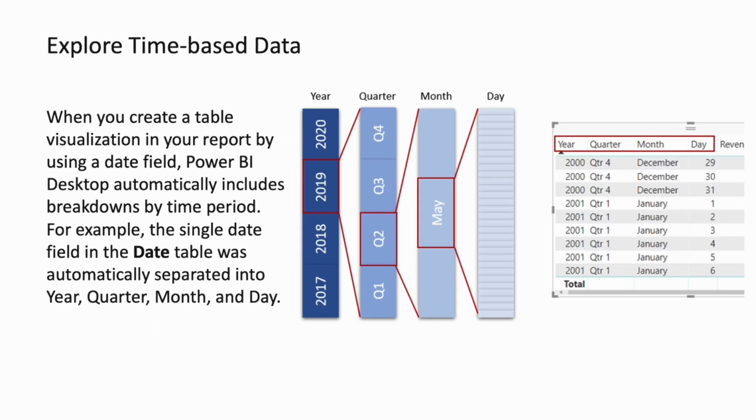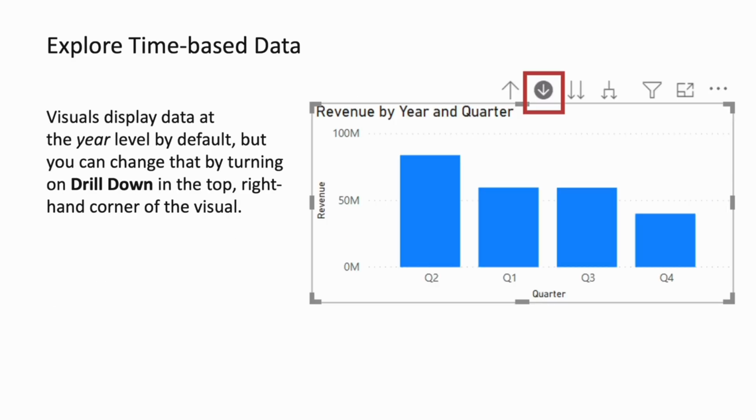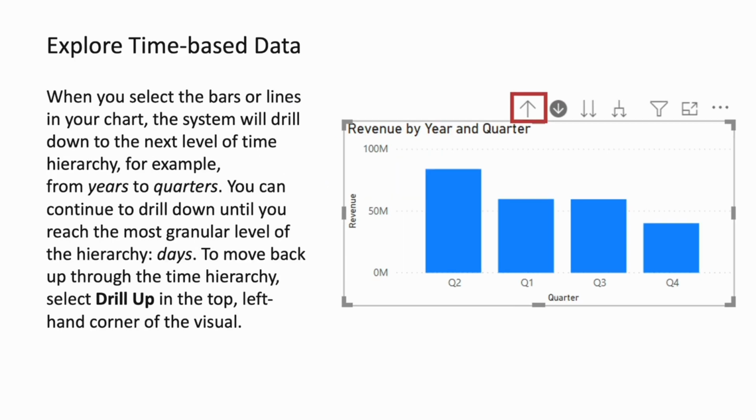Date fields in visuals are automatically split into year, quarter, month, and day hierarchies. This allows drill-down analysis without additional preparation. Enable drill-down to navigate through hierarchy levels, such as year to quarter. Arrows in the visual indicate available drill levels. Click on bars or lines to drill down to more granular data. Continue until you reach the desired level of detail.